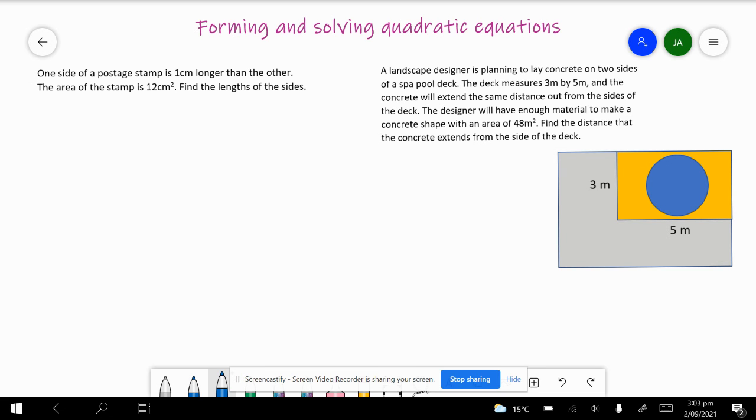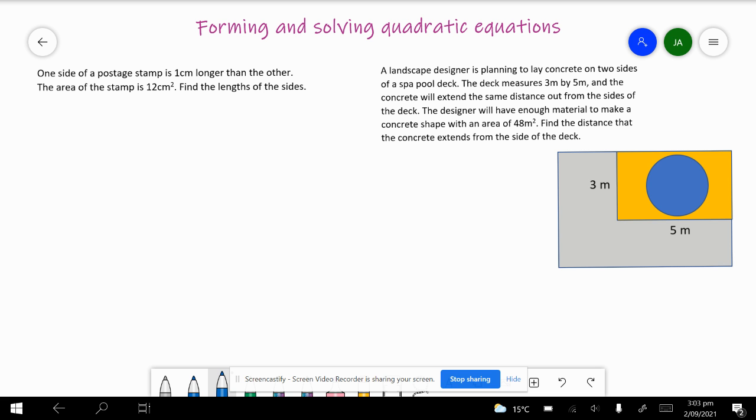So here we're looking at forming and solving quadratic equations. Often diagrams are helpful. If you're looking at sides of things, always let x be the shorter side because it's easier to add something on rather than subtract it. Those are some little hints that you can have.